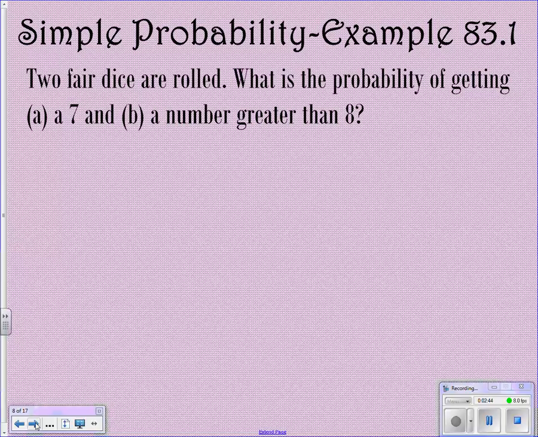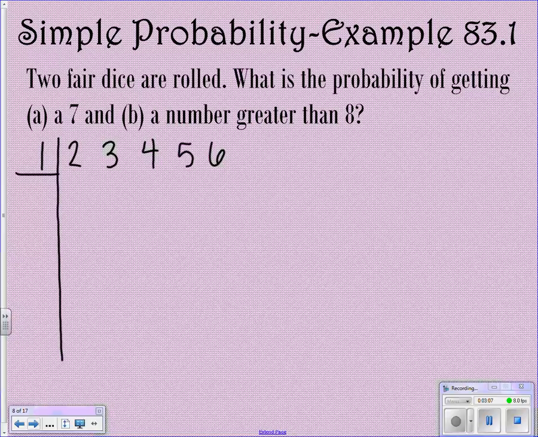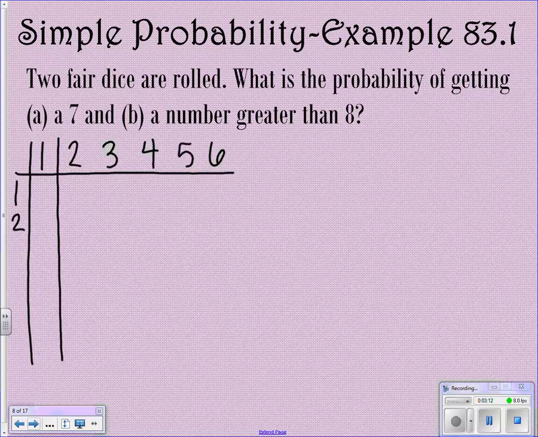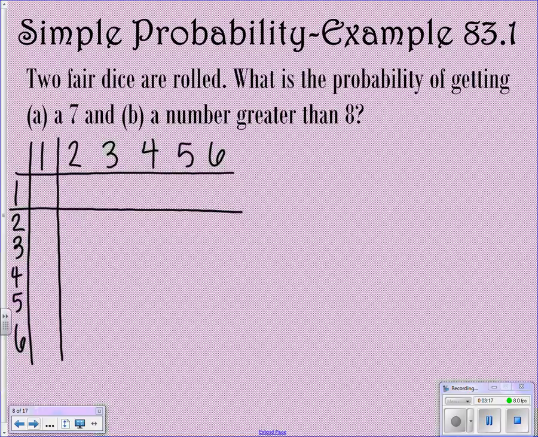So let's look here. We have 2 fair dice are rolled. What is the probability of getting a 7 and then a number greater than 8? When you're dealing with 2 fair dice, you are going to have to make a chart. And so you're going to set up your chart like this. You can roll a 1, 2, 3, 4, 5, or 6 for the first die. And you can roll a 1, 2, 3, 4, 5, or 6 for the second die. And you're going to make a chart like this.